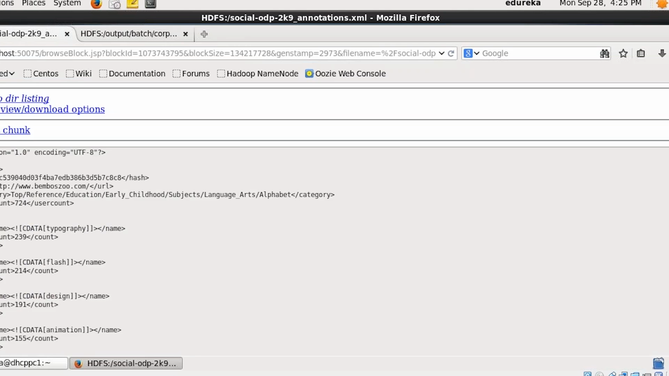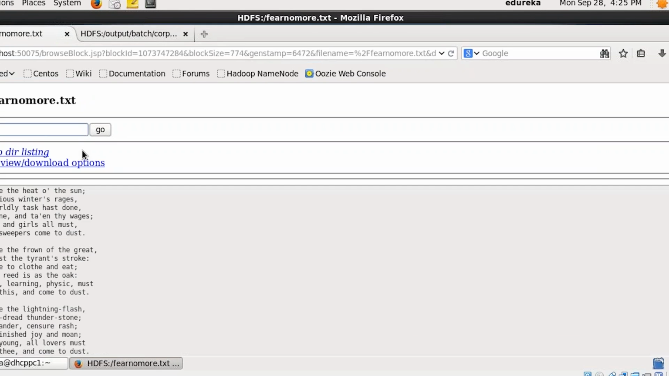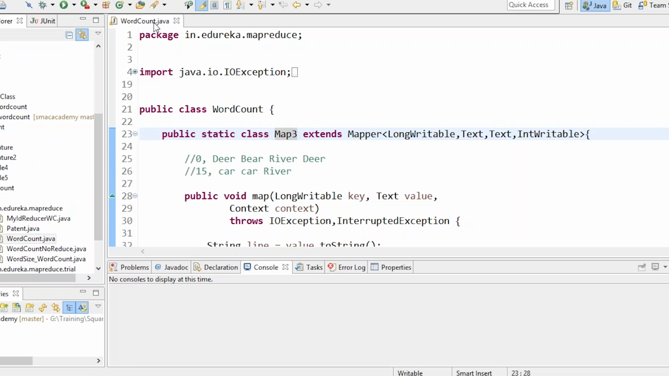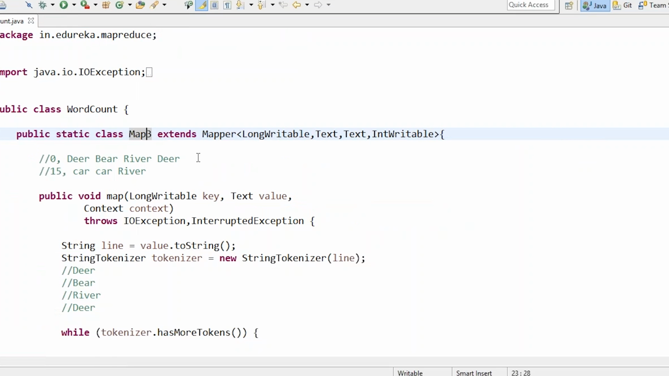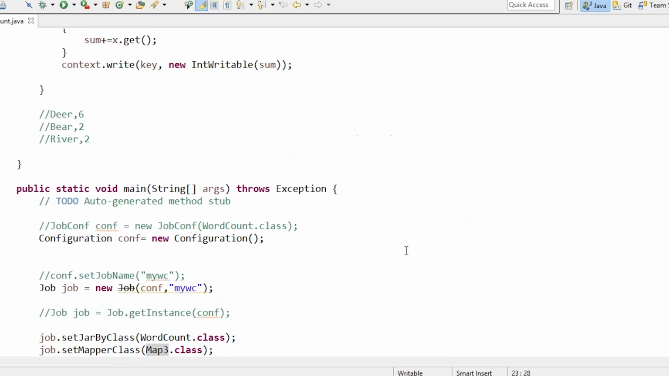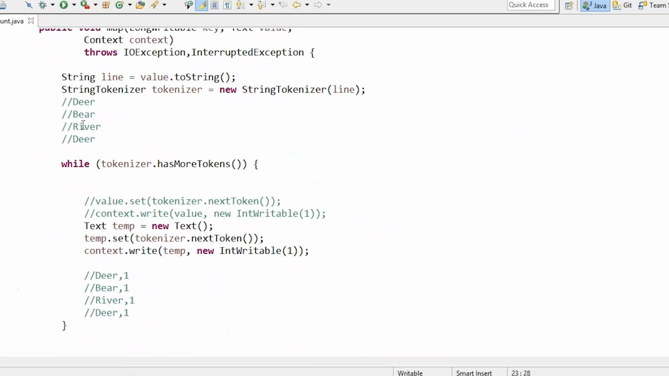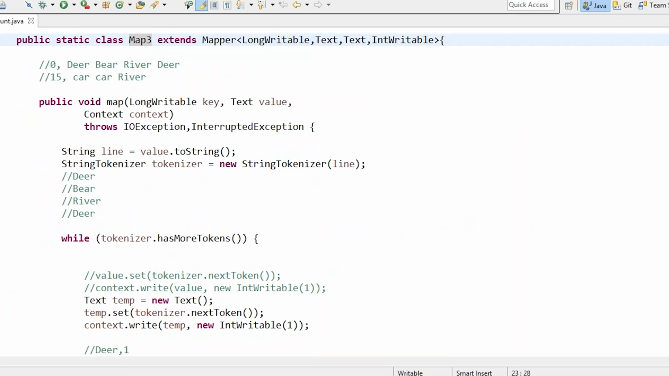For our understanding, let's consider a small file, fearnomore.txt. I'm going to identify how many times each word occurred within this. For that, I'll be writing a small Java program. This is the Java program, and it has two parts. There are all the configurations, and then what should happen in the map.